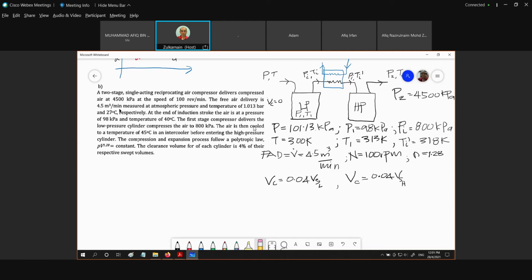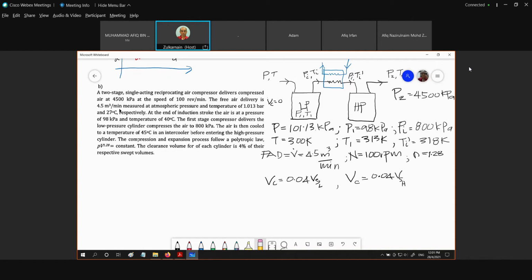before entering the high pressure cylinder. The compression and expansion process follow a polytropic law, PV^1.28 equal to constant, and the clearance volume of each cylinder is 4% of the respective swept volume.